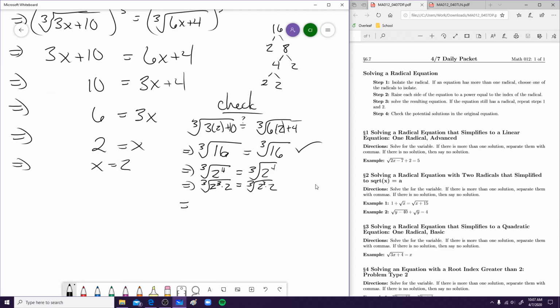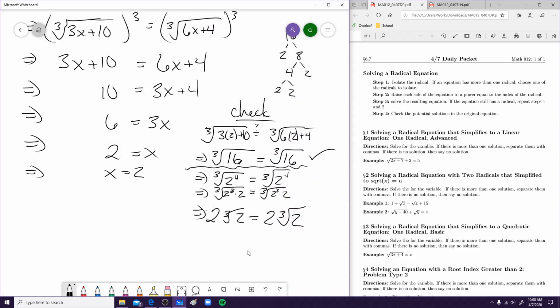If we use the multiplication property of radicals, the cube root of 2 cubed times 2 becomes 2 times the cube root of 2. And this is as simplified as it can get. So that was just a little review on simplifying radicals. But like I said, if you want to stop here, that is perfectly fine. You don't need to do all these extra steps. So what does it mean when both sides equal each other? That means x equals 2 is our solution.